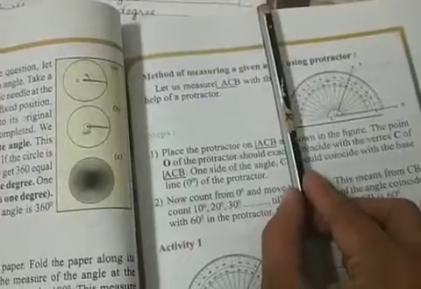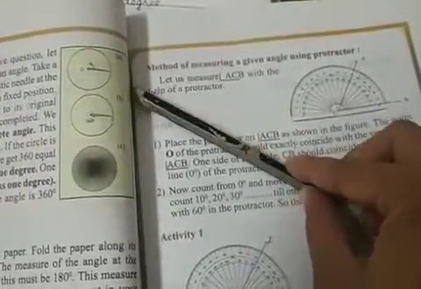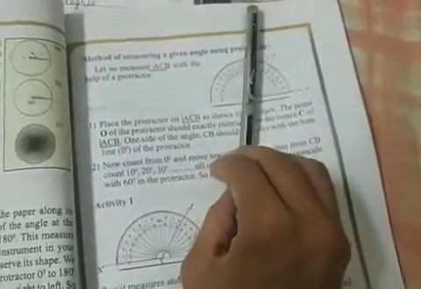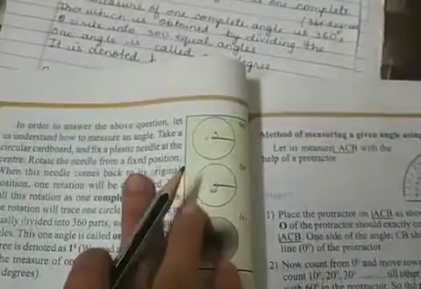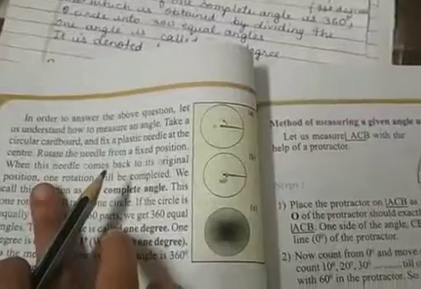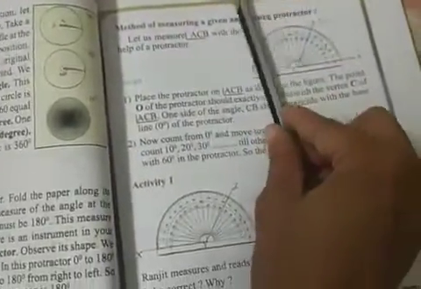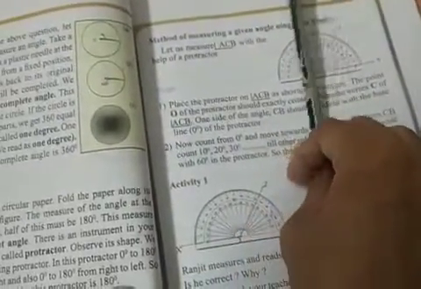You start here and keep on rotating the needle like this, till you come back to the same position in which you started. When the needle comes back to its original position, it is said that one rotation is completed, one complete rotation.